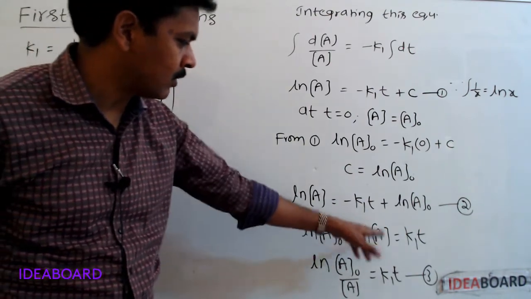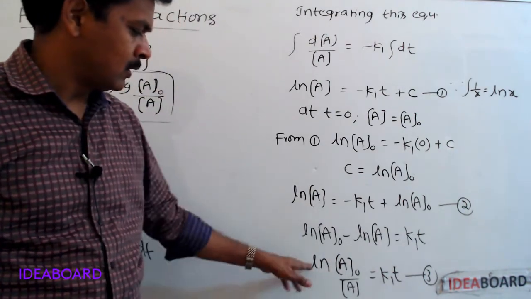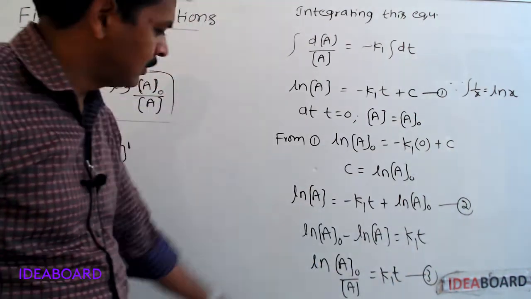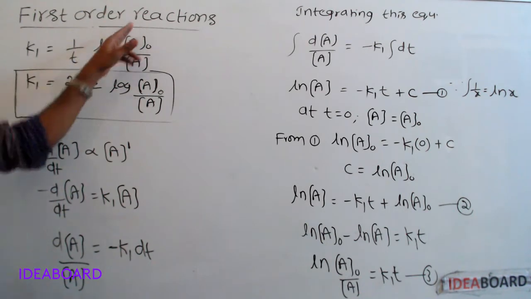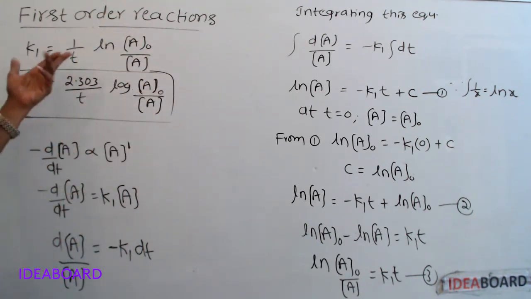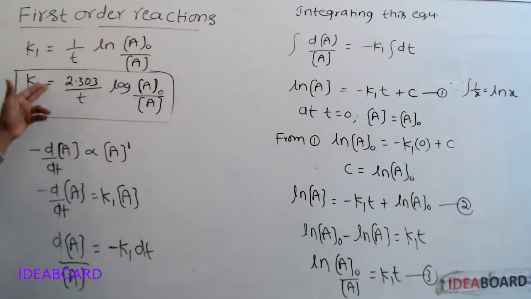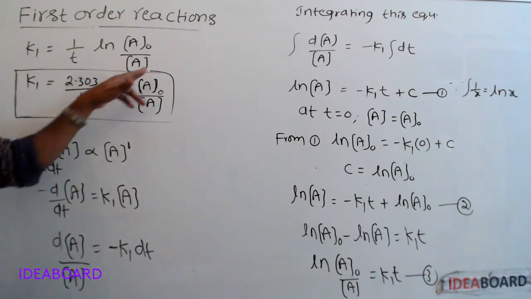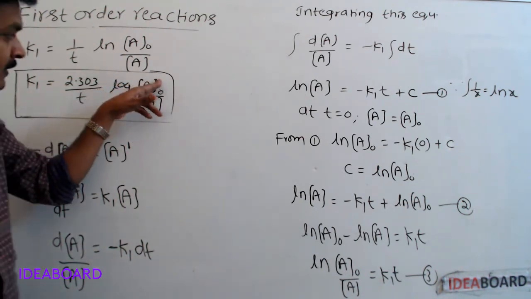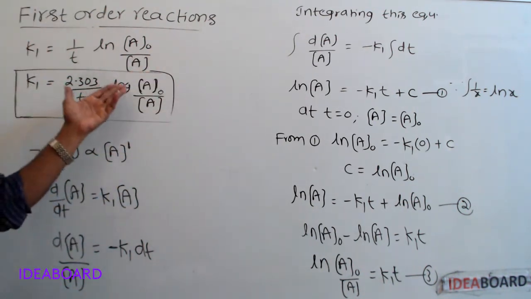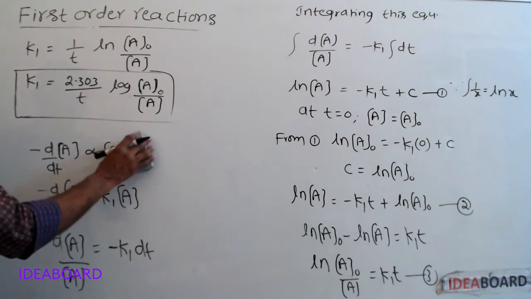Next, log A naught minus log A is equal to K1 into t. Using the formula log A minus log B equals log A by B, log A naught by A is equal to K1 into t. Third equation: from this, K1 is equal to 1 by t into log of A naught by A. This is a natural logarithm. To convert natural logarithm into common logarithm, we multiply by 2.303. Then K1 is equal to 2.303 by t log of A naught by A, the initial concentration of reactant A divided by the concentration of reactant A after some time. This is the integrated rate equation for first order reactions.